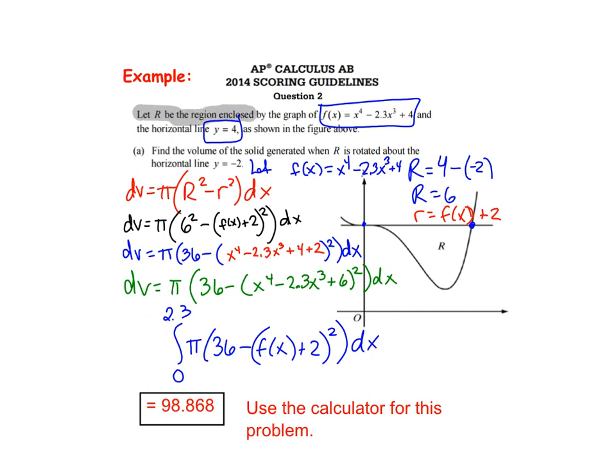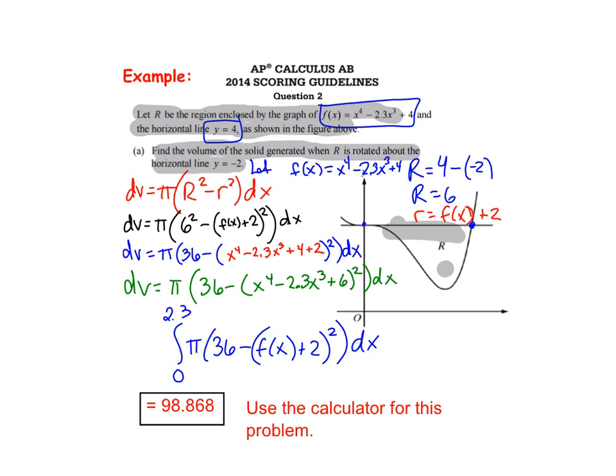Let R be the region enclosed by the graph of this and the horizontal line y equals 4, as shown in the figure above. There's no figure above, but there's this figure. So find the volume of the solid generated when R is rotated about the horizontal line y equals -2. Now, there are two things that are new to you that weren't covered in part 1.